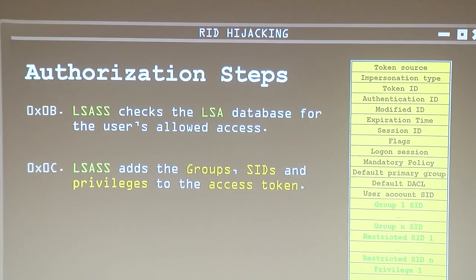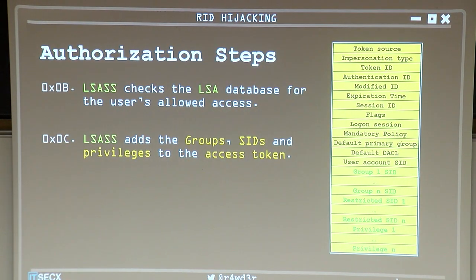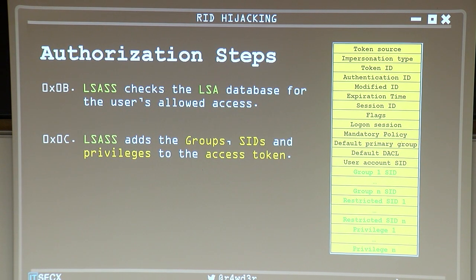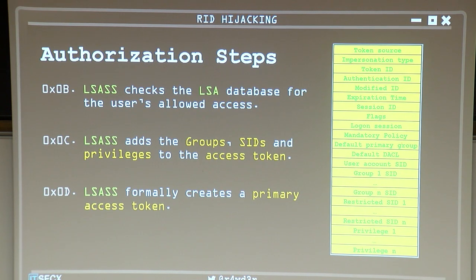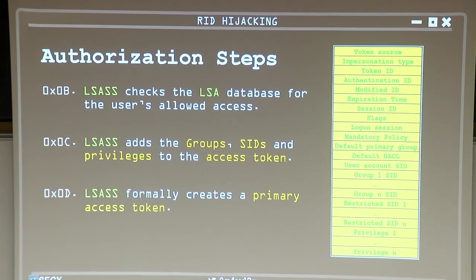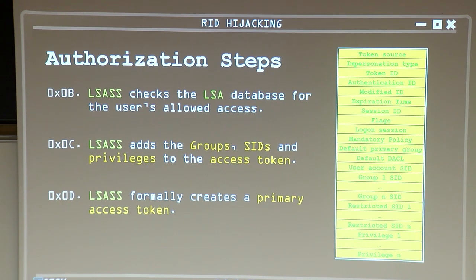Right after, LSASS will add to the initial access token the associated groups, security identifiers, and privileges associated with the user. And finally, the primary access token is created. So later, Logon will call Userinit and other libraries and executables to initialize everything based on this security context.